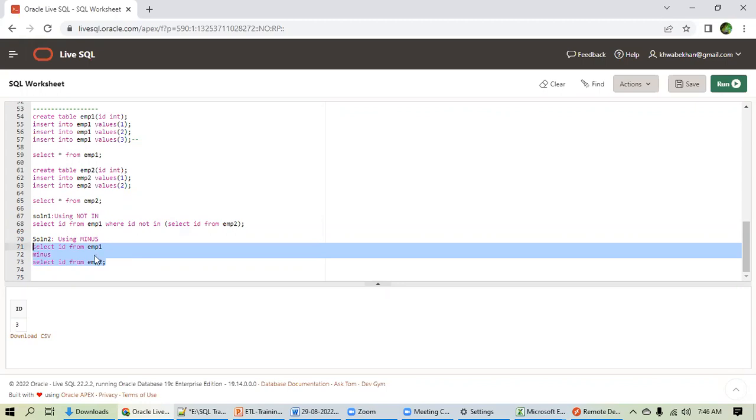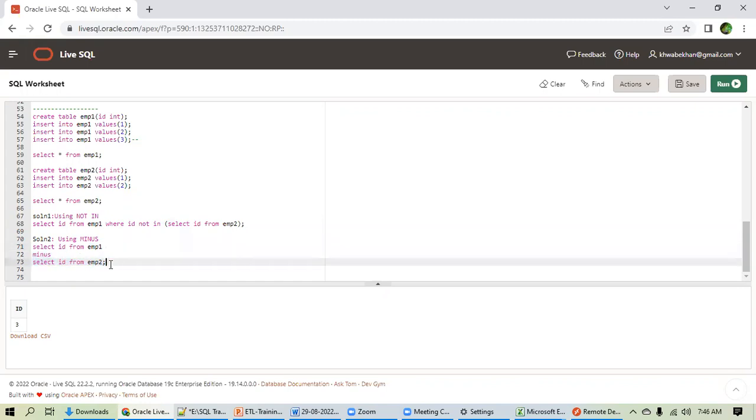But first of all, check this. I have written select ID from employee 1 minus select ID from employee 2. I got the correct output or not? Now the question is, we can solve this using not in, then why are you teaching this new minus? I could not see any benefit of this, right? So we will try to understand what is the benefit of this.